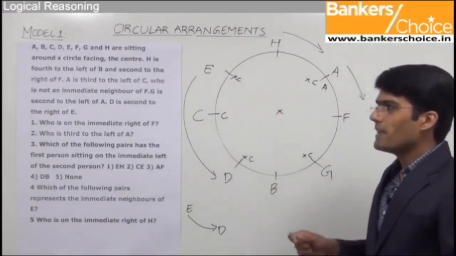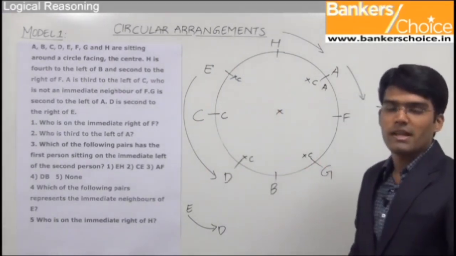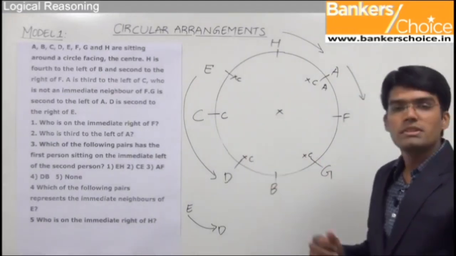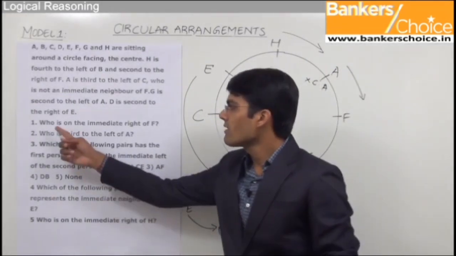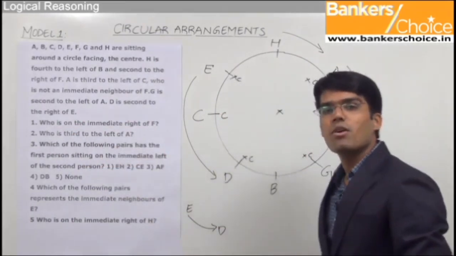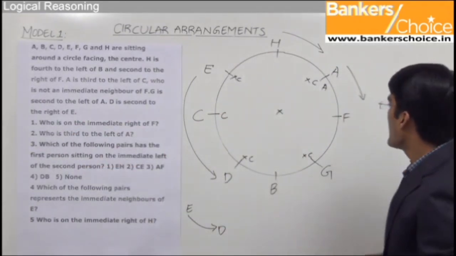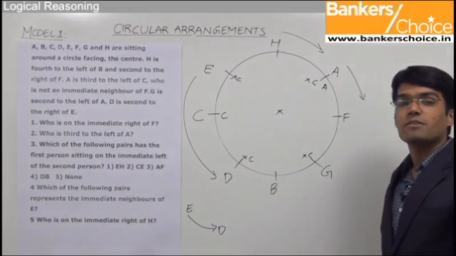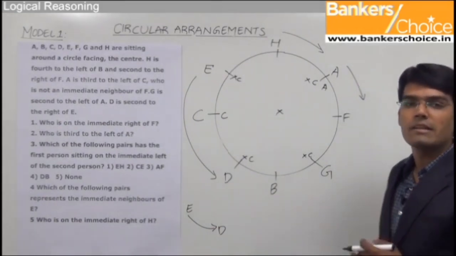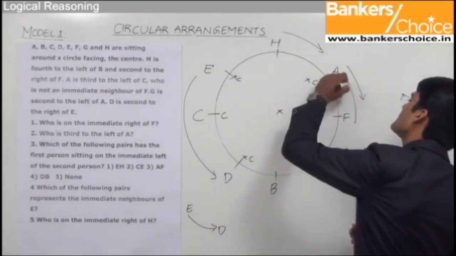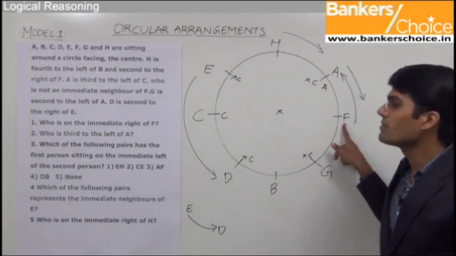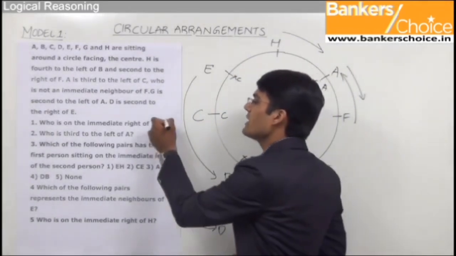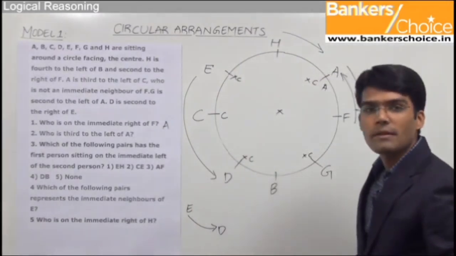So with this, we have finished the given simple circular arrangement. Let us now run through these questions and see what are the correct answers. The first question is, who is on the immediate right of F? We know that F is in this position and right of F is nothing but in the anti-clockwise direction. So the person who comes immediately in the anti-clockwise direction of F is A. So we can say that the person who is on the immediate right of F is A.